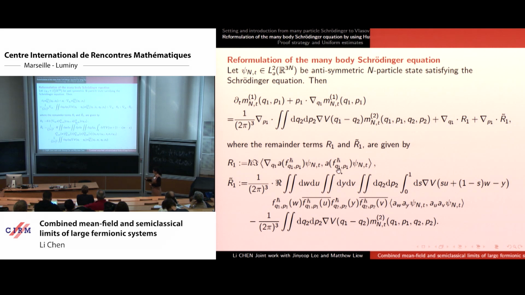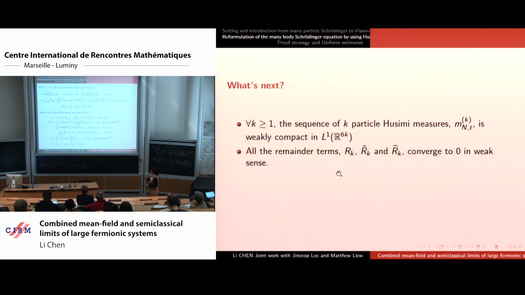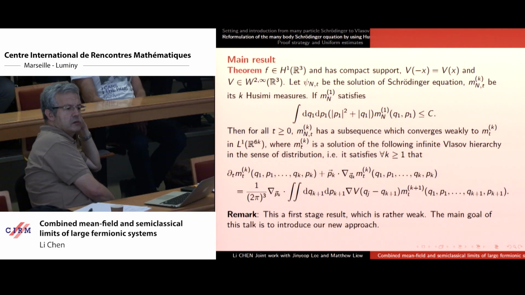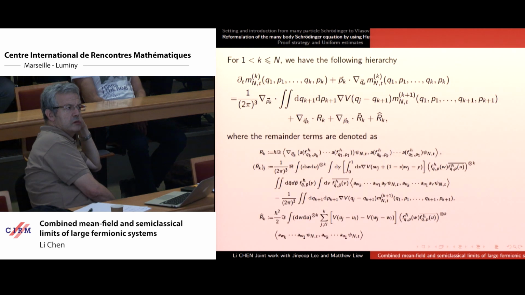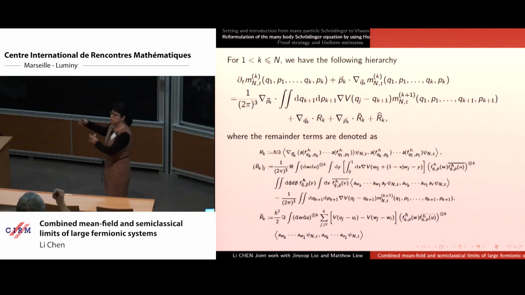And then what we did was continue to do the k-particle Husimi measure to try to compute how it evolves in time. And one could guess that, I pressed the wrong button. Where is it? Yeah. One could guess that it should have a similar structure that depends on the (k+1)-particle Husimi measure, but with additional error terms. For the k term, you have another one, which is not really interacting with something given here, for the rest of the particles.